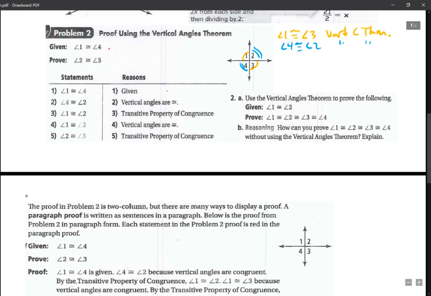So let's look at this. I write down my given. Angle 1 is congruent to angle 4. And then I put in angle 4 is congruent to angle 2.